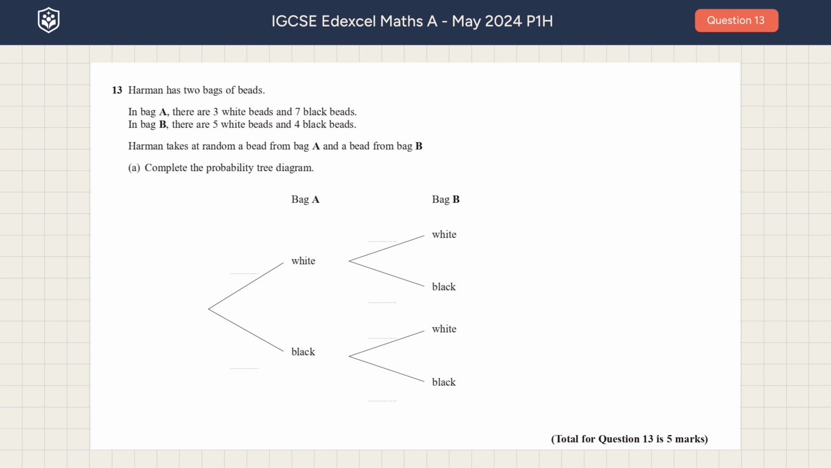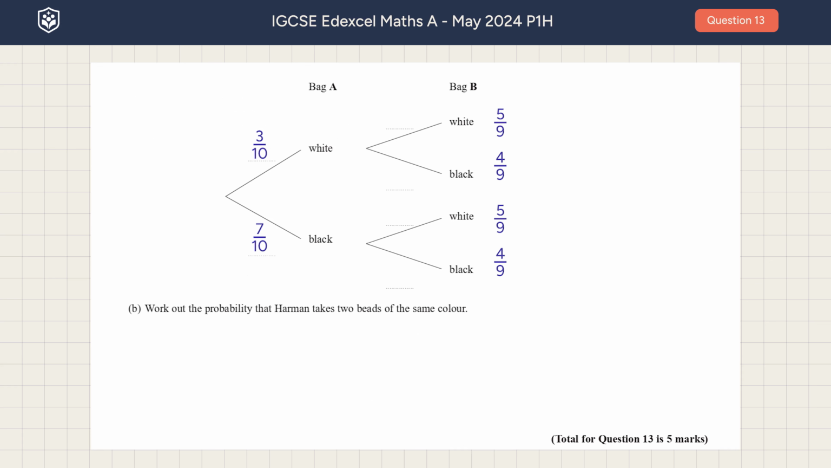So from the information above, we know that in bag A, 3 out of 10 would be white, and 7 out of 10 would be black. Likewise for bag B, 5 out of 9 is white, and 4 out of 9 is black, and same goes for the bottom. And this is our complete probability diagram. Part B then asks us to work out the probability that he takes 2 beads of the same color.